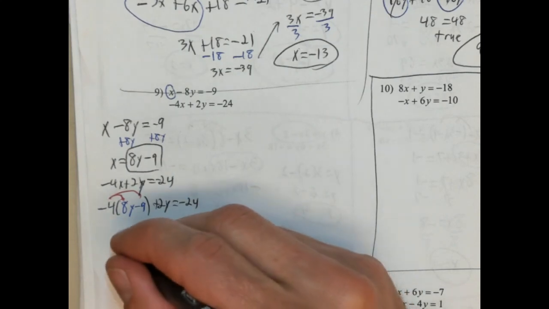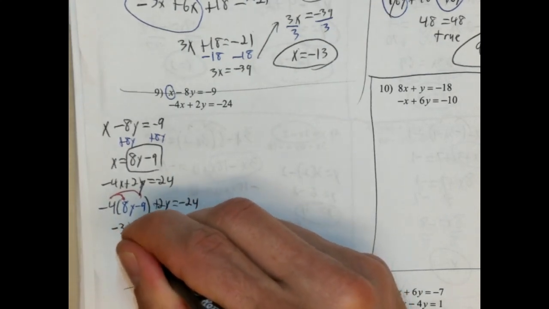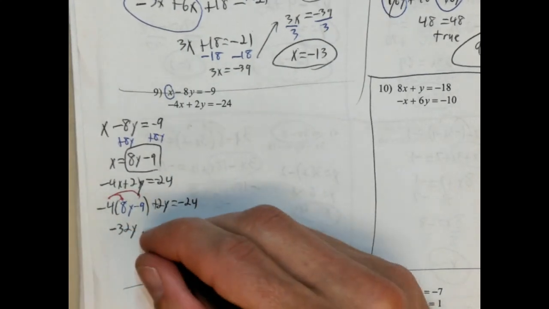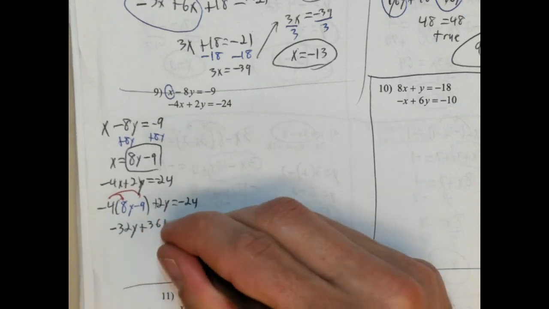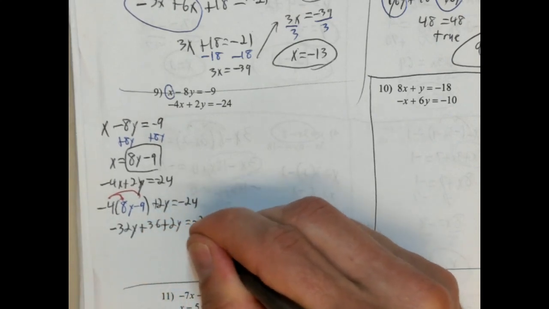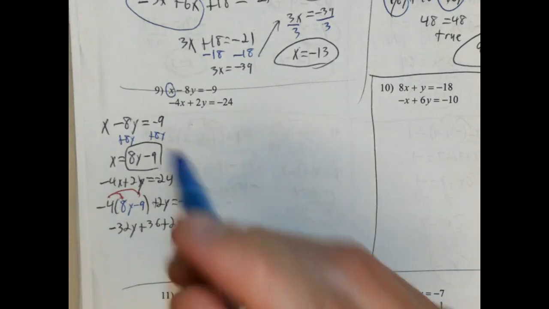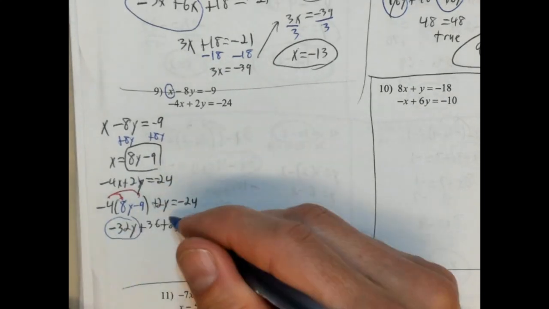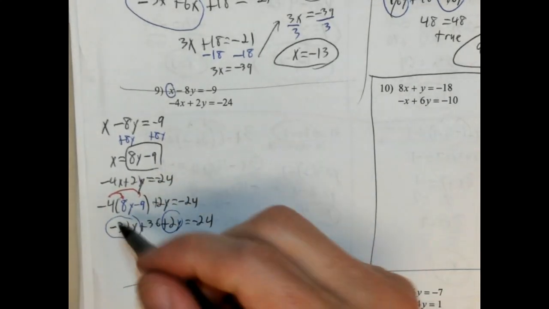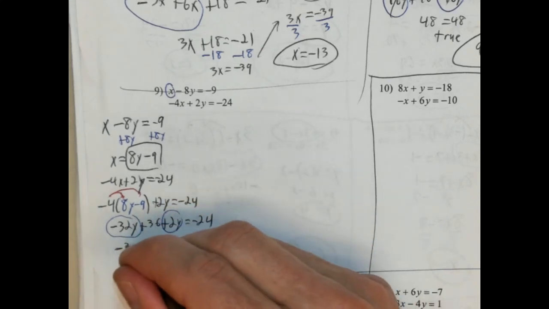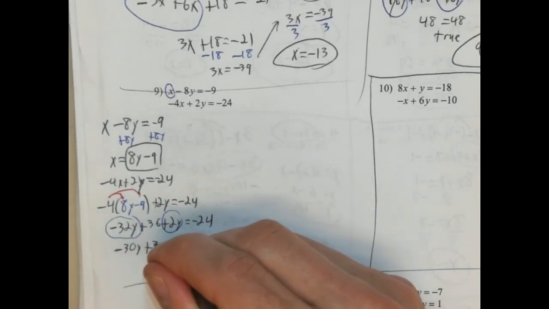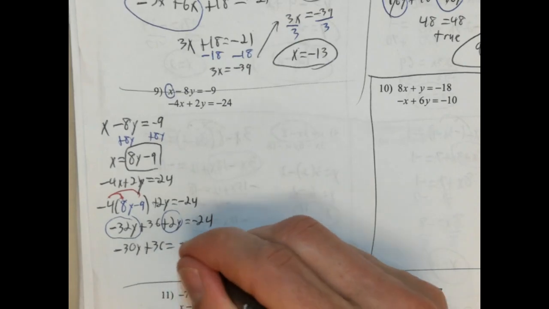So negative 4 times 8y would be negative 32y. Negative 4 times negative 9 is positive 36. Plus 2y equals negative 24. Now we're going to combine our like terms. So we have negative 32y plus 2y. That would give us negative 30y plus 36 equals negative 24.